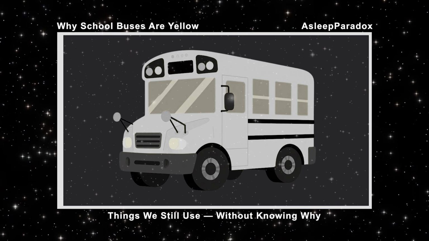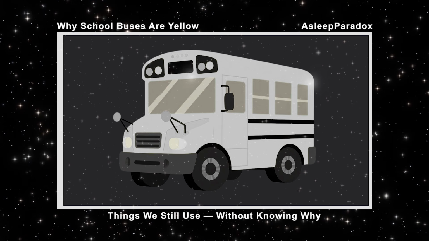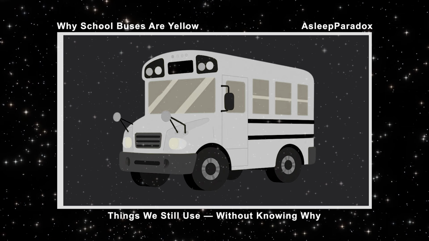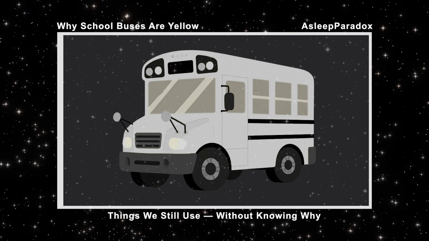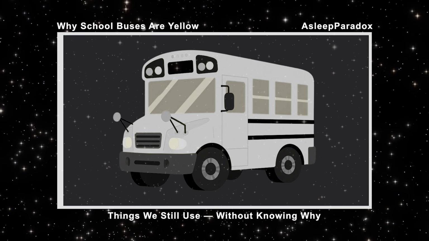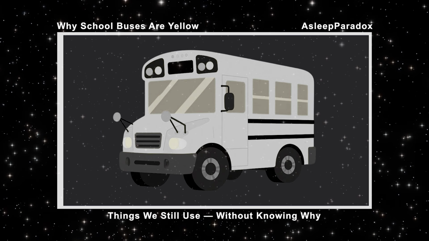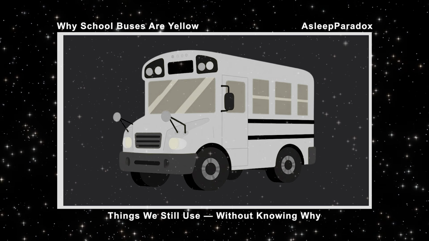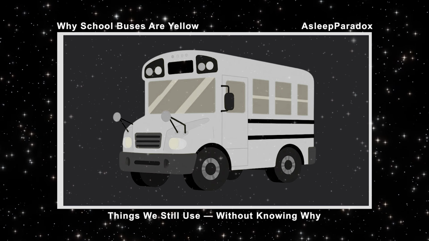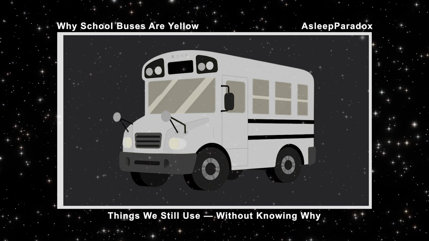As compulsory education expanded and rural populations required organized transport, the need for consistency became apparent. In 1939, a pivotal conference was held at Teachers College, Columbia University, bringing together educators, transportation officials, and industry representatives. The goal was to establish national standards for school buses, covering everything from structural specifications to safety features. Among the decisions made was the adoption of a uniform color intended to maximize visibility and recognition.